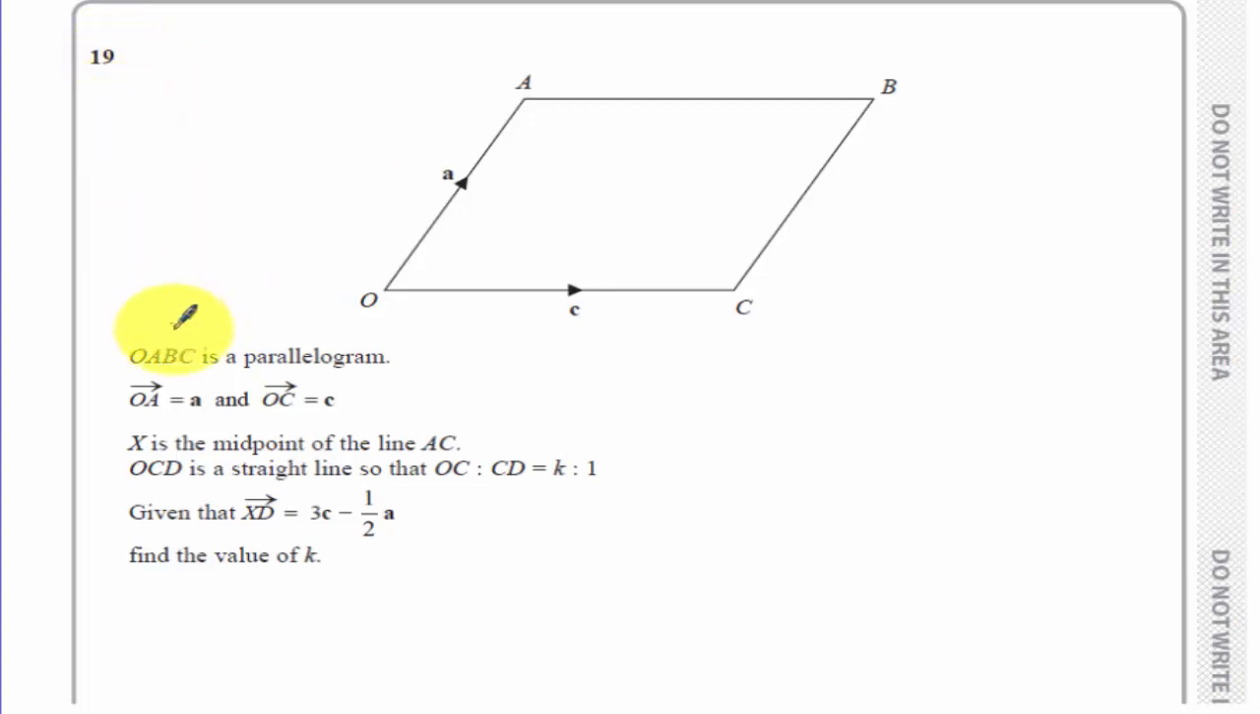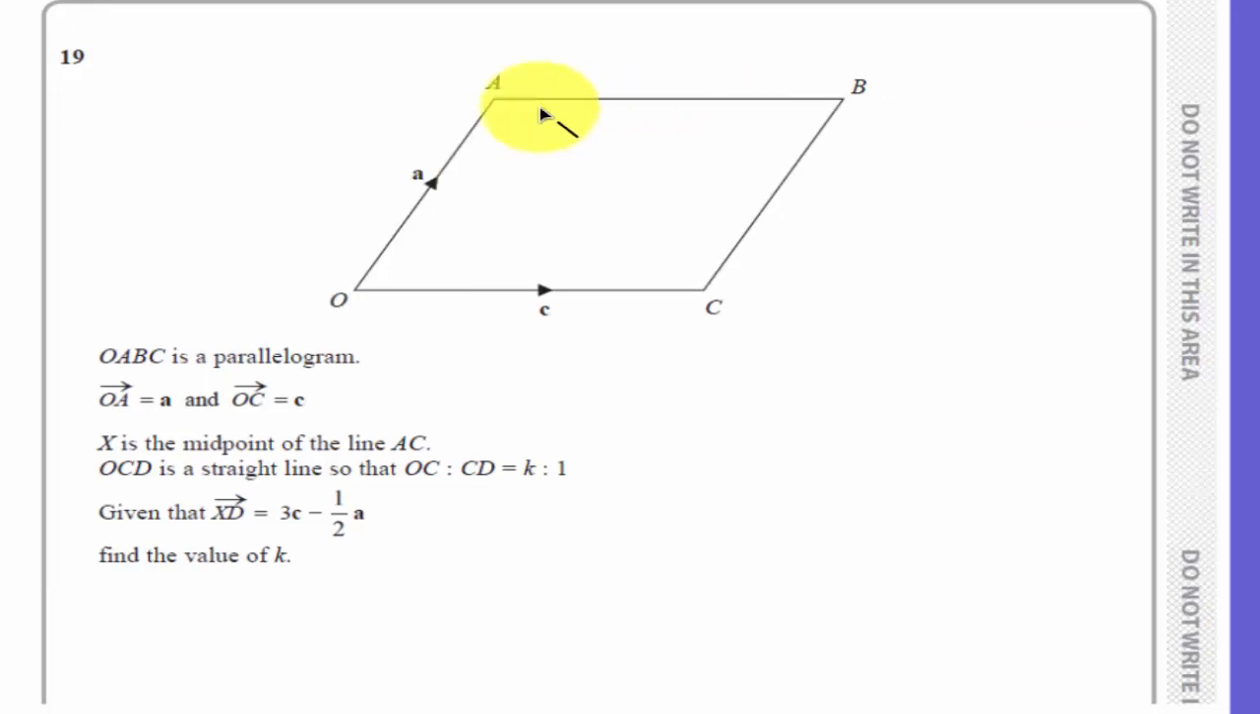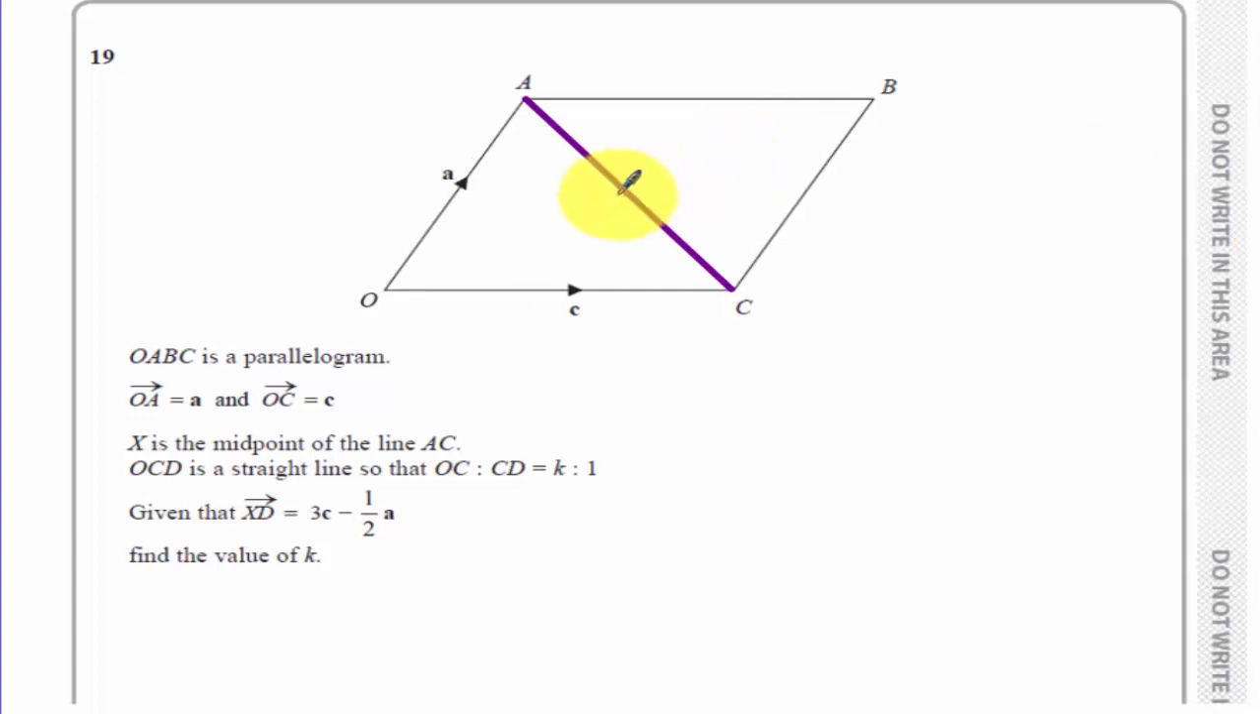Question 19. OABC is a parallelogram. O to A equals A and O to C equals C. X is the midpoint of the line AC. That's not drawn on, so I think I'll put it on. Here is the line AC, and I'm just going to estimate that X is there.